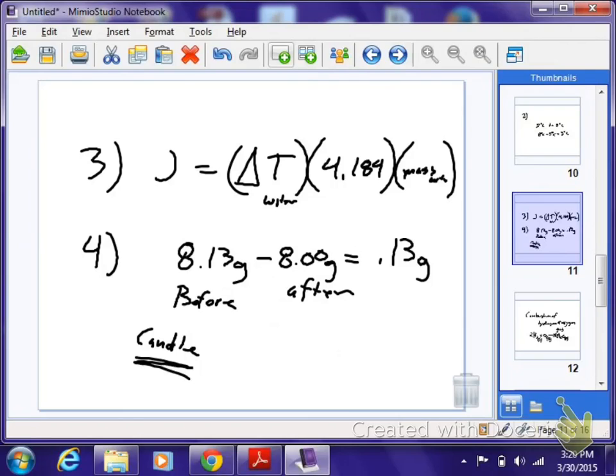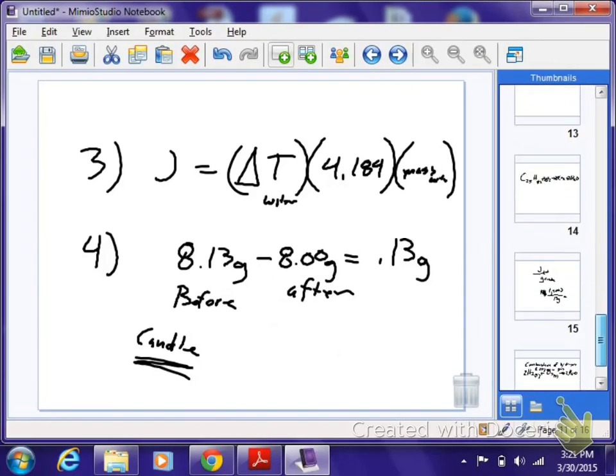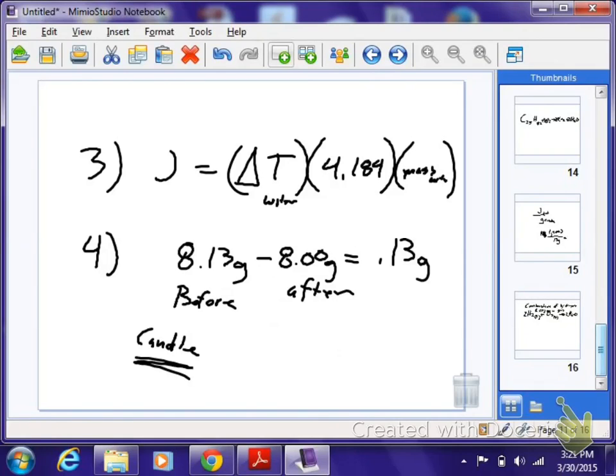You plug in change in temperature of water, 4.184, and then your mass of your water. Yep, we're doing it off of this. So your mass of your water is 100 grams. Okay? Then what we're going to do is show how you would change that into kilojoules real quick.